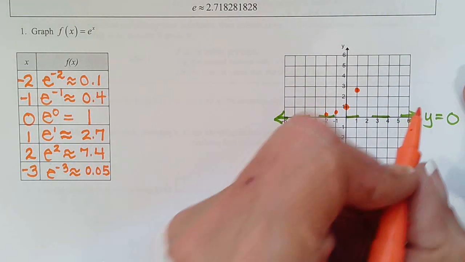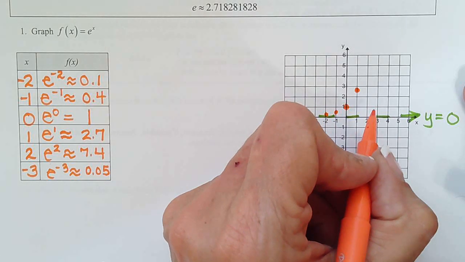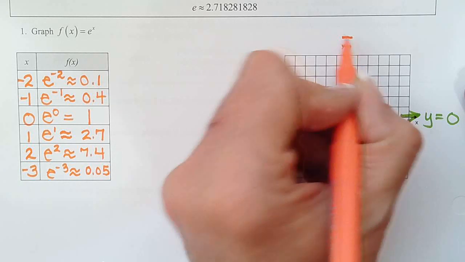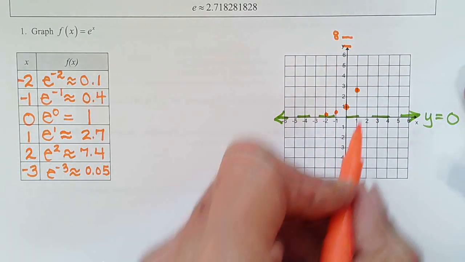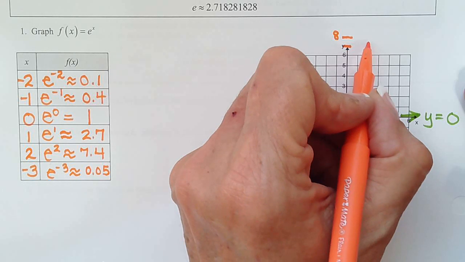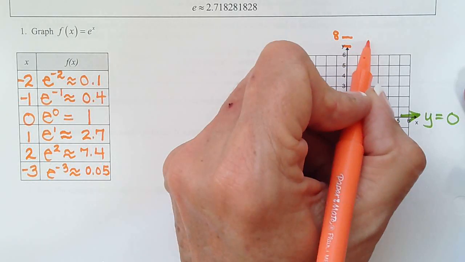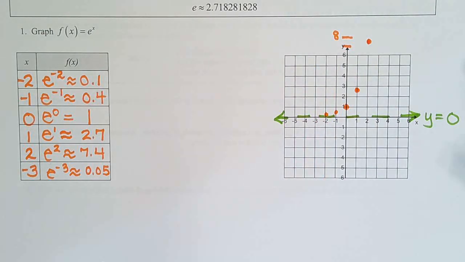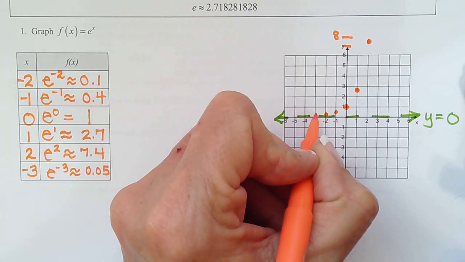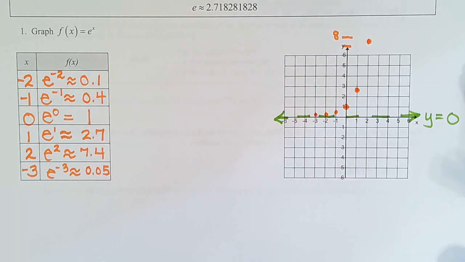2 goes with 7.4. Oops, looks like we're going to have to add 1. 7, 8. Let's make that 8. So 2 goes with 7.4. There's 7, so 7.4 will be about right there. We can get this next one and then we'll have it. So -3 goes right above 0. So it's just a tiny bit lower than the point beside it.